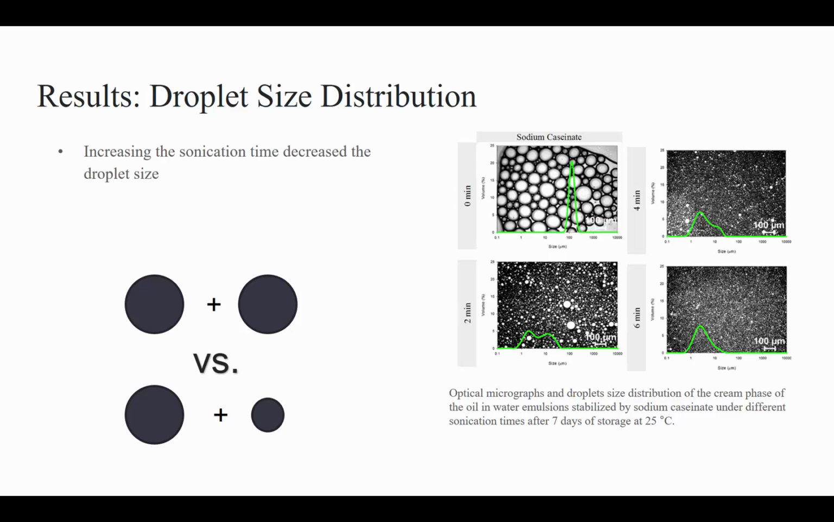And then increasing the sonication time decreased the droplet size. If you look at the droplet size at 0 minutes versus 6 minutes, there's a big difference. The shorter sonication time led to a bimodal distribution of size. So this tells us that there are 2 distinct sizes of droplets, versus 1 distinct droplet size as in the 6 minutes.